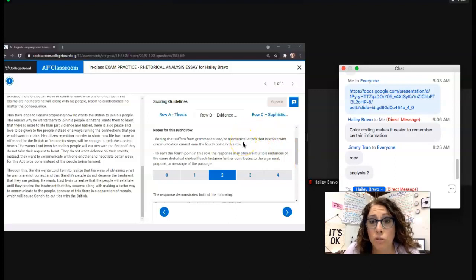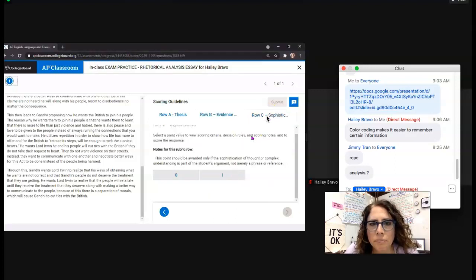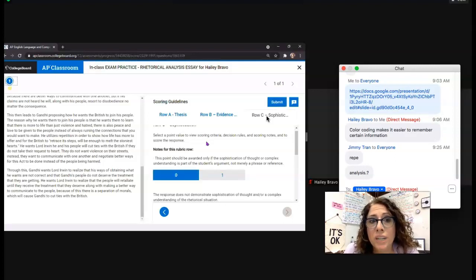Okay, so far she has a 3. What would she get for sophistication? I think she would get that point. She does connect. She does have. Oh, now that I'm reading it, hold on. The point should be awarded only if the sophistication of thought or complex understanding is part of the student's argument and not merely a phrase or reference. I mean, I do think she's reading the text for sophistication. I think it's probably a 0. I think what would make it sophisticated, and you do connect everything, right? Which is part of that sophistication point. But again, it's going to go back to the line of reasoning.